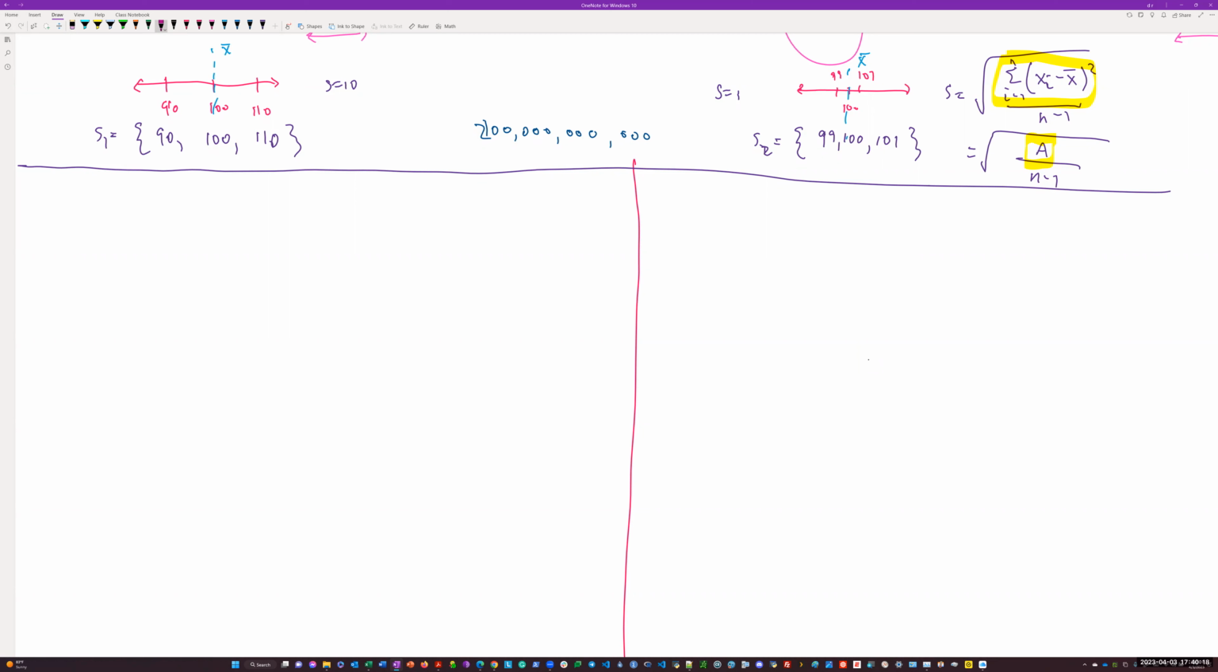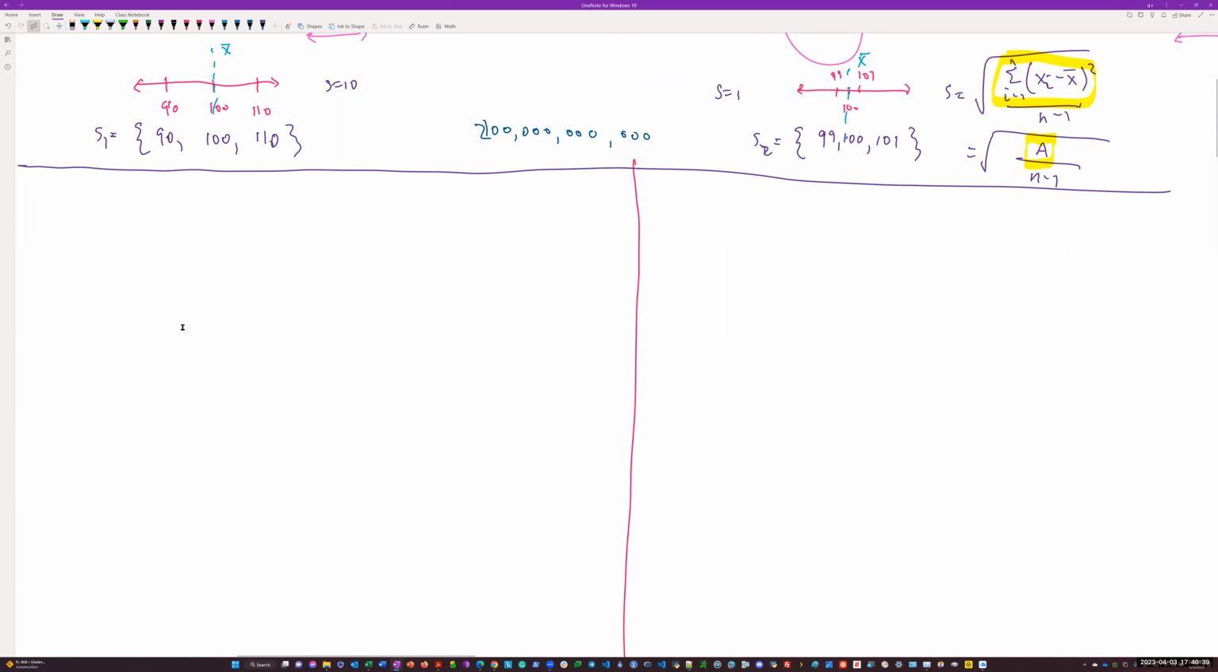If we can just, so in other words, n minus 1. So what's n in this case? 3 is correct. So n minus 1 is 2. Is that right? So if I'm able to do A here, then all I'm going to do is divide that by 2 and then take the square root. Is that right? As long as I can figure out what A is, we're fine. Does that make sense?